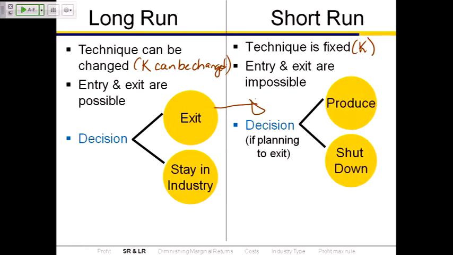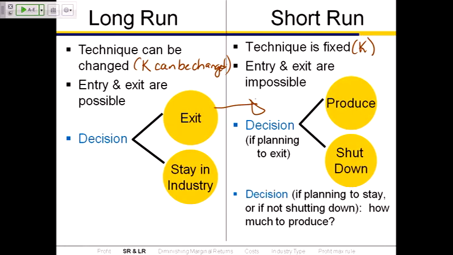For firms that have decided to exit, the decision today in the short run is produce or shut down. And for the firms that are planning to stay and the firms that are planning to not shut down today, the decision they make is how much do we produce. Now we're gonna focus a lot today on this bottom line. For firms that are planning to stay in the industry or firms that are not shutting down but planning to exit, how much do they produce today? That's our focus today. On Monday, we're going to come back and look at this thing about shutdown and exit.